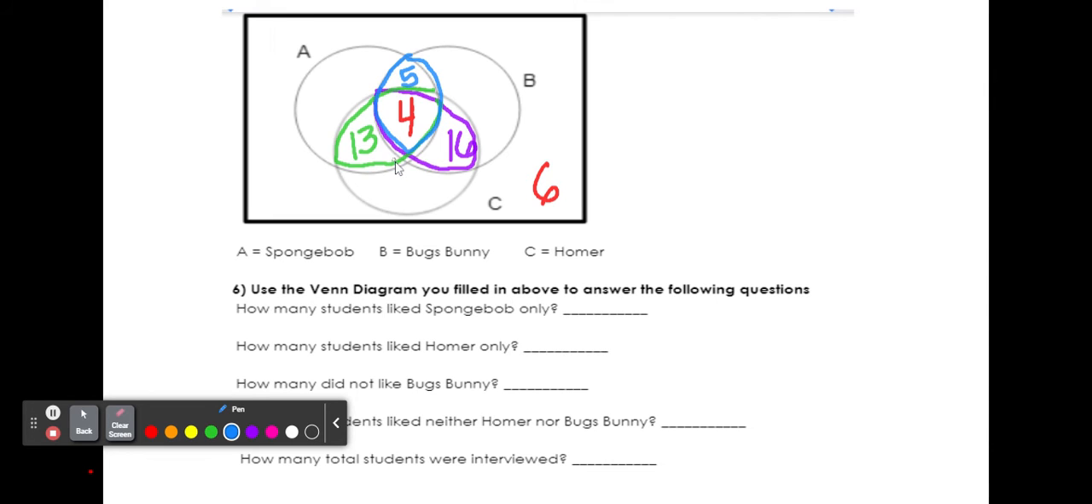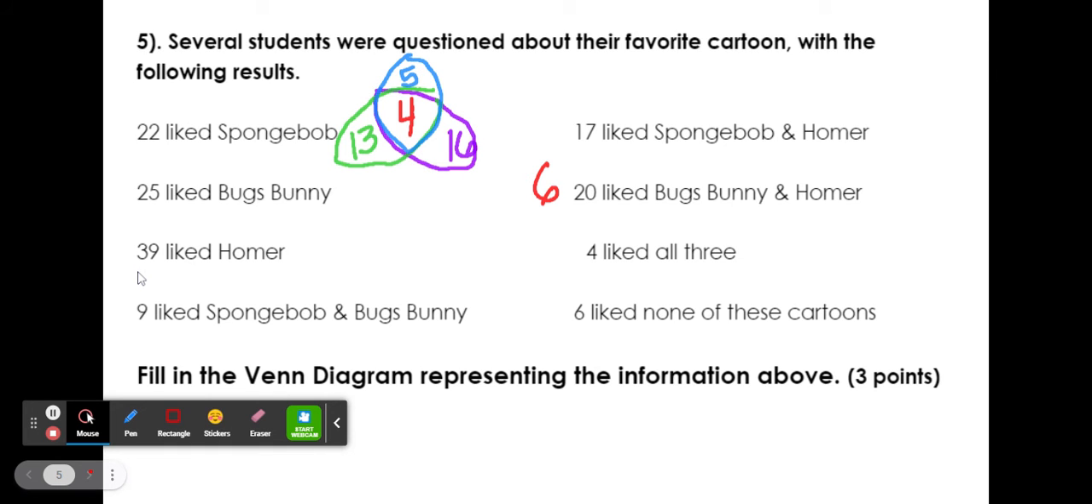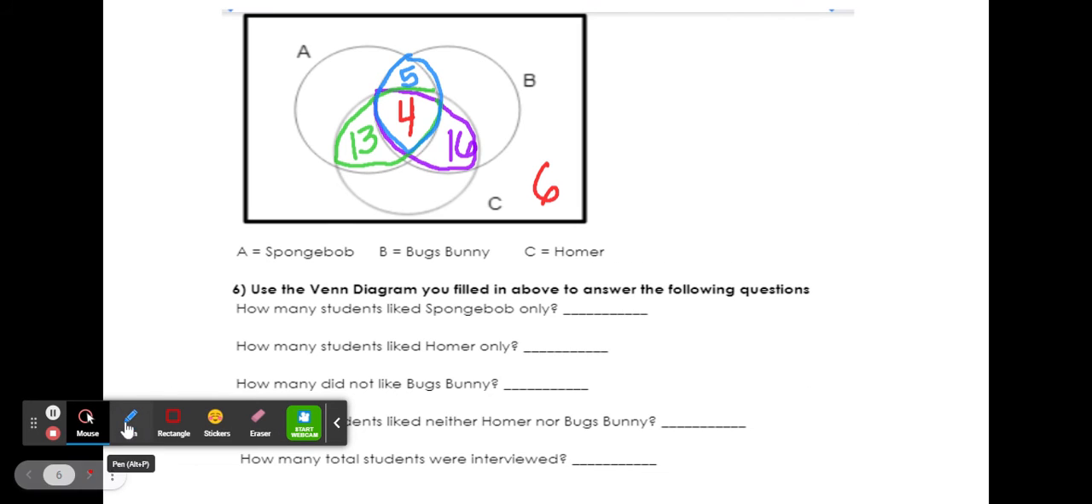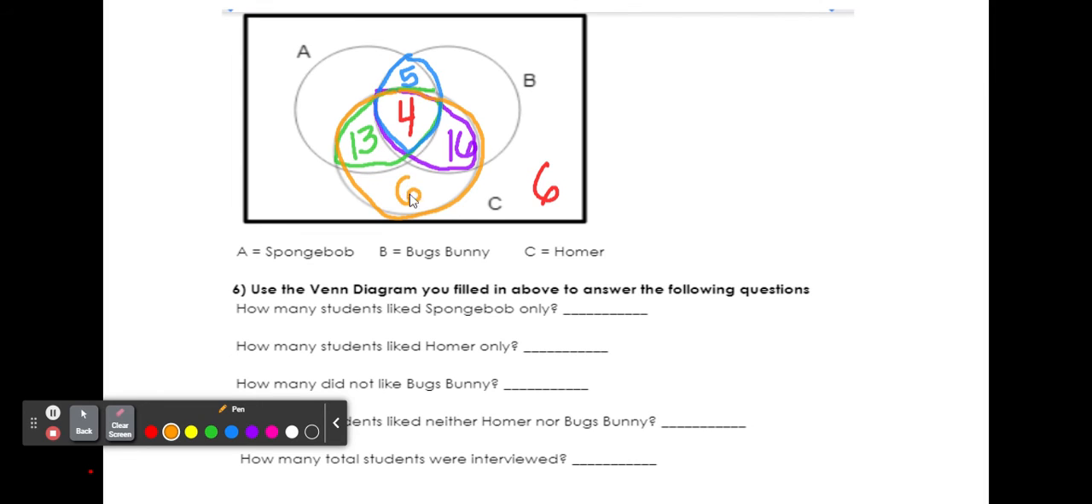All right, up to the next statement. 39 liked Homer. So 39 for this whole circle. This whole circle has to be 39. But right now, the 4 and the 16 equal 20, and 20 plus 13 is 33. So there's already 33 of those 39 posted. So I'm only going to put a 6 here because 39 minus those that are already taken leaves me the 6 left over.